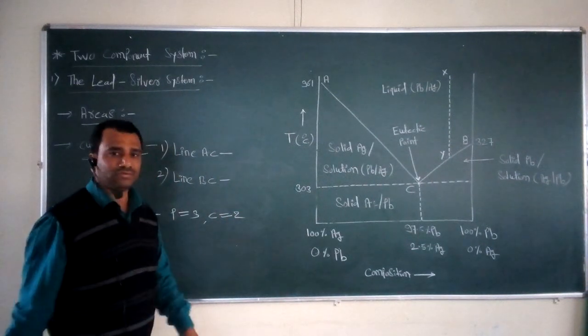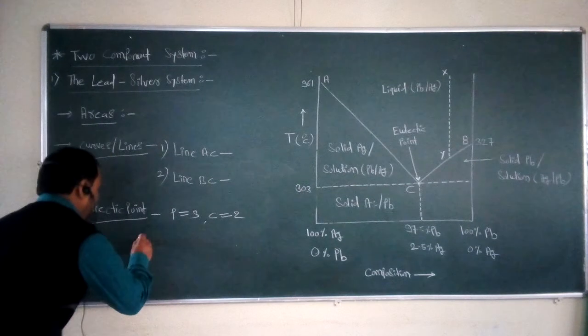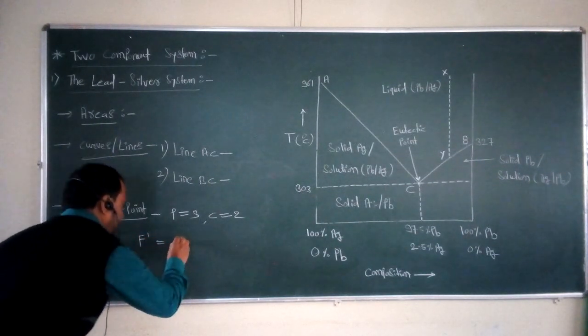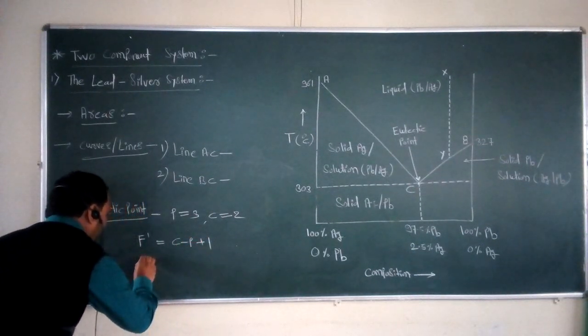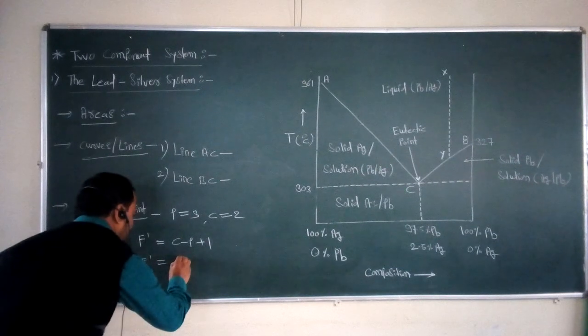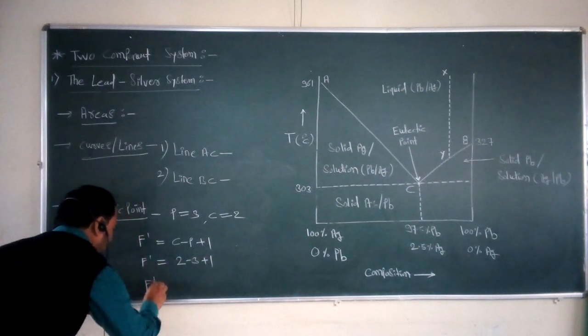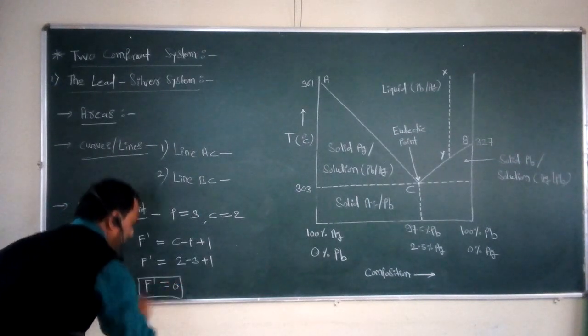Now if we use such values of phases and components and insert them in the reduced phase rule equation, f' is equal to c minus p plus 1. So what is the value of this f'? It is 2 minus 3 plus 1, and finally the value of this f' is equal to 0.